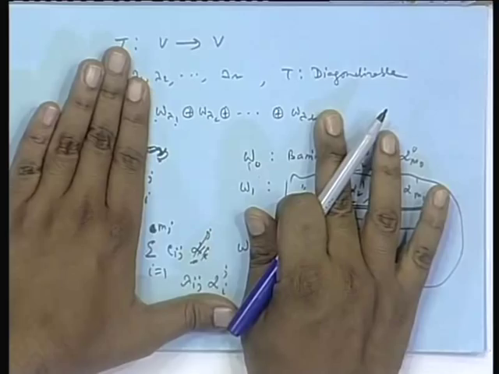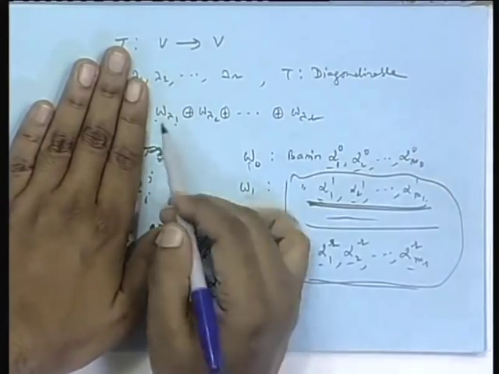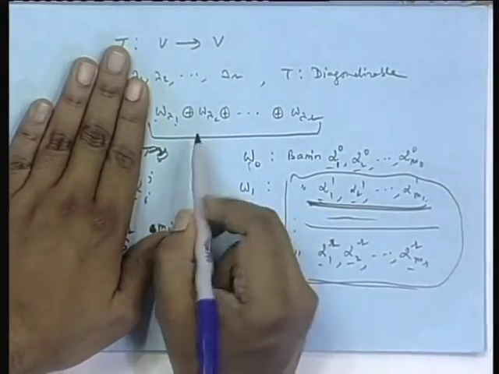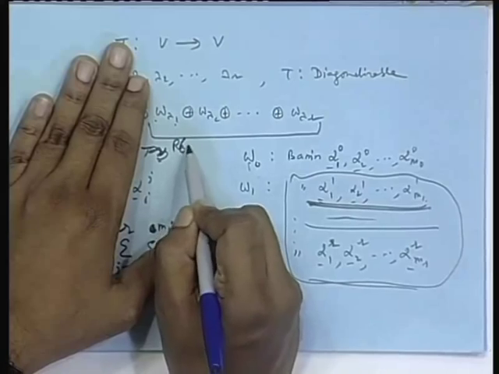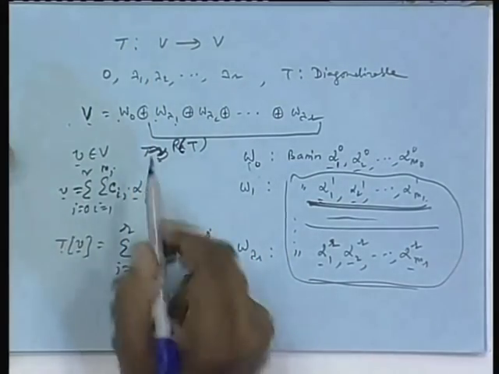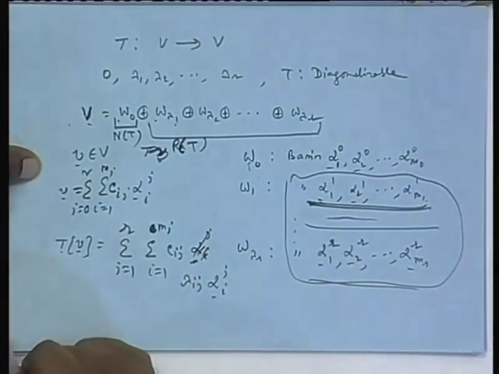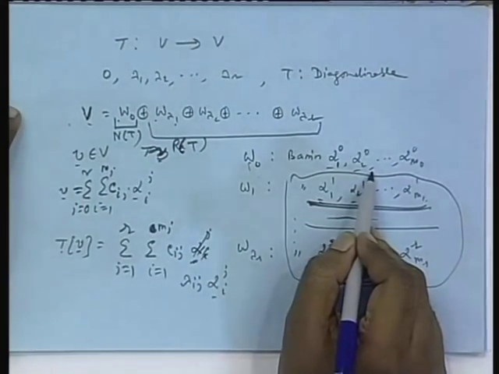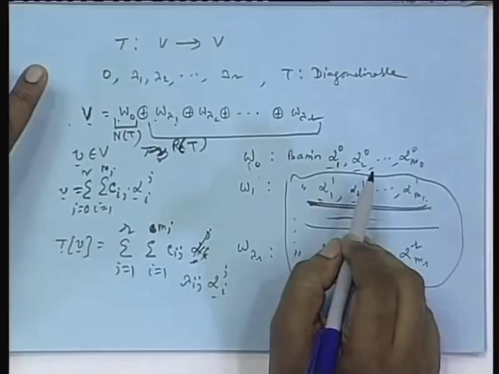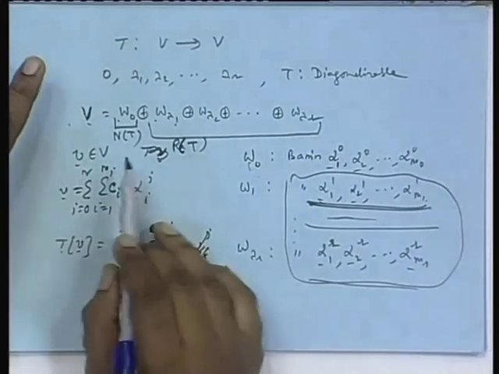So this part corresponds to the range of T, R(T), and this part corresponds to the null space of T, because if you pick any vector from there and apply T over that, you get 0.